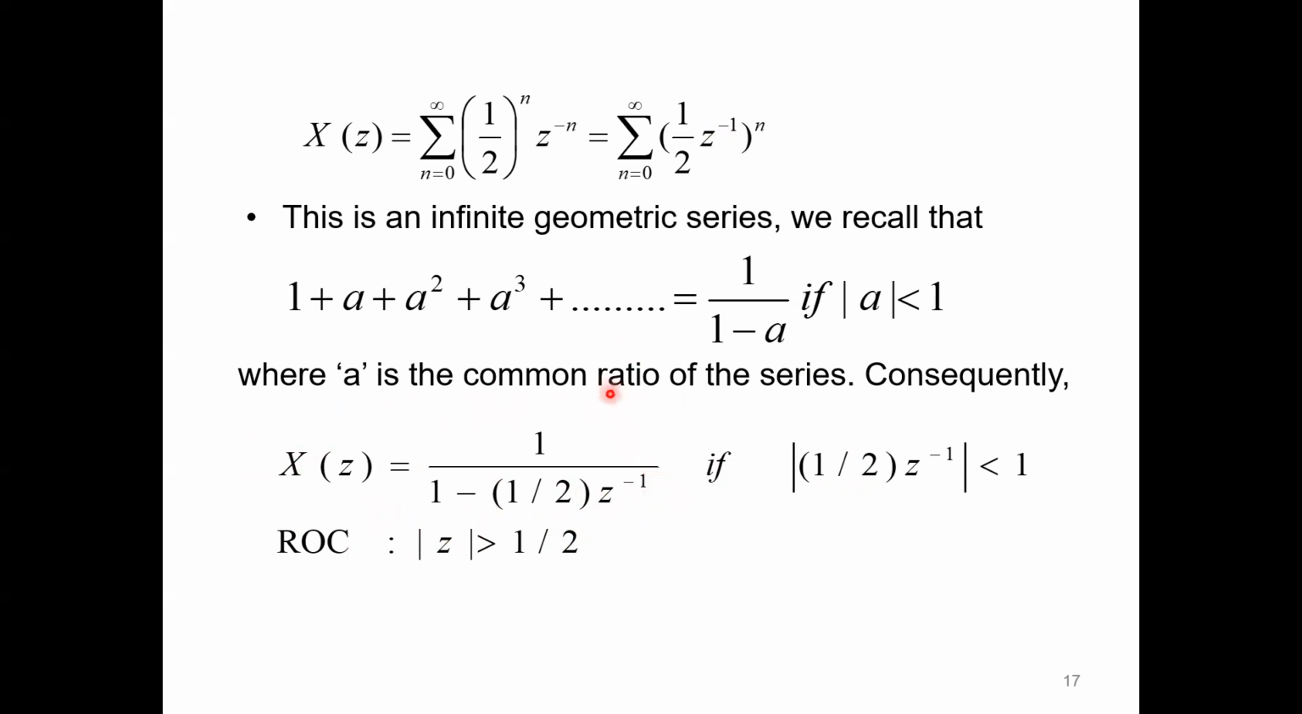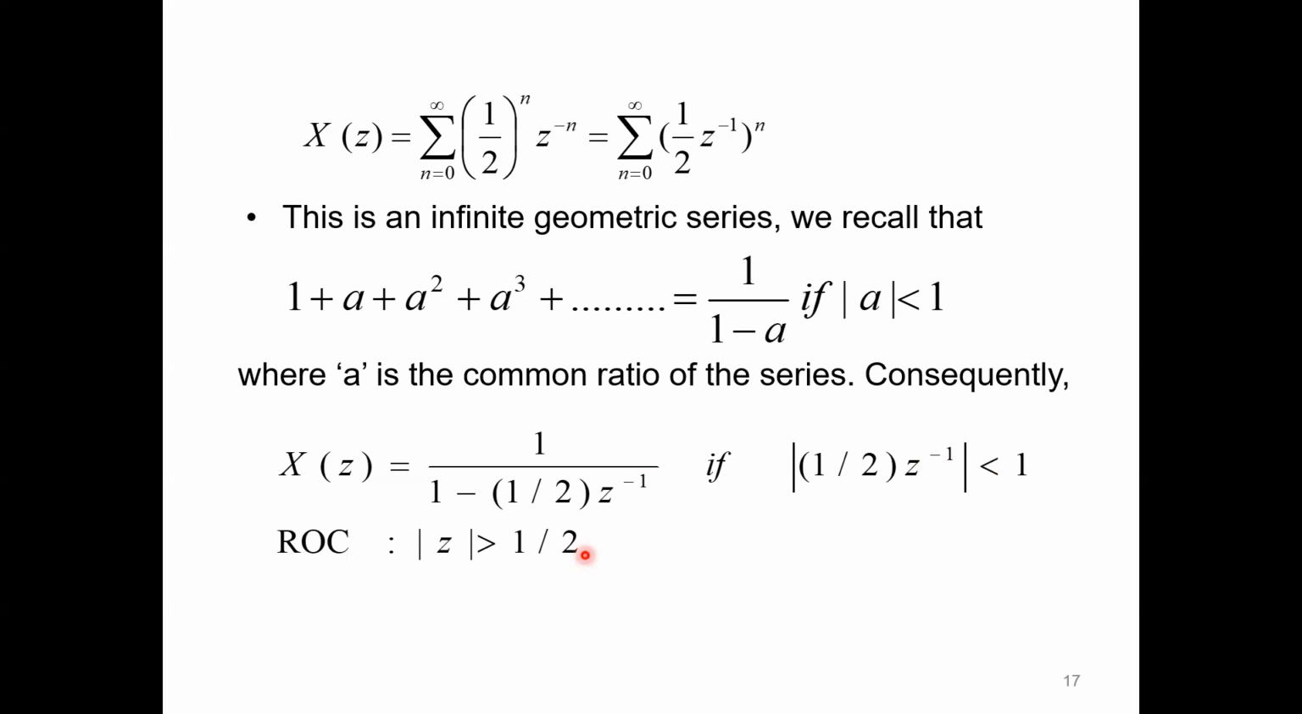And then if you look at the region of convergence, you can see that half z to the minus 1, this common ratio, has to be less than 1. So then you can adjust it to say that the magnitude of z has to be greater than half. If it is less than half, the sequence is not going to converge. It is going to diverge, and therefore it is not defined, because the sequence is infinitely long. Okay.